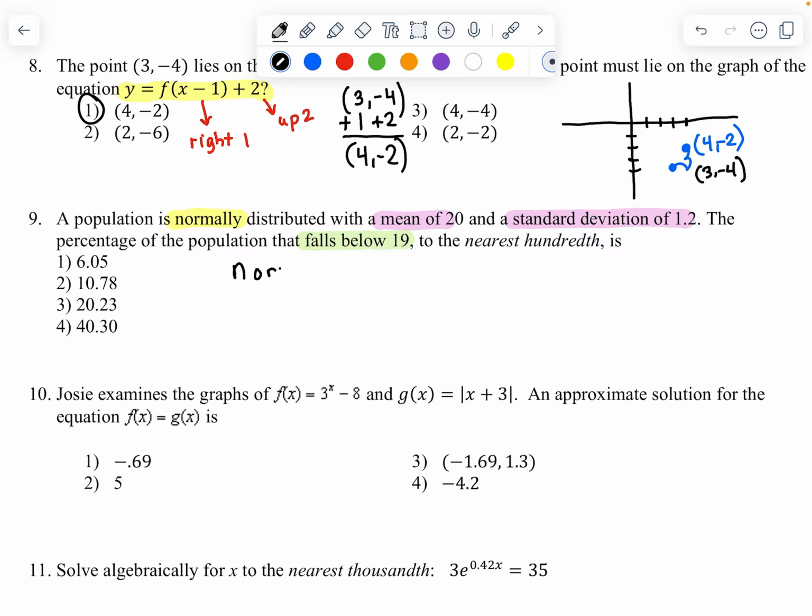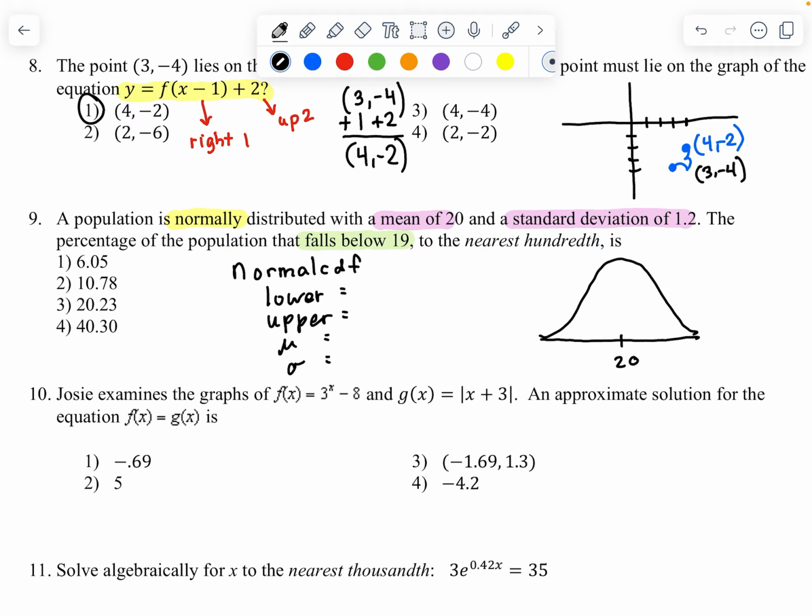So we are going to be working with a normal CDF, and you do not have to show all this work, but I'm just showing that these are the numbers that are going to be put in your calculator. And if anybody wants a little visual here, I have 20 in the middle, and I'm looking below 19. So if here's 19, I'm looking for this area here. So anything to the left is going to have a ridiculously small number.